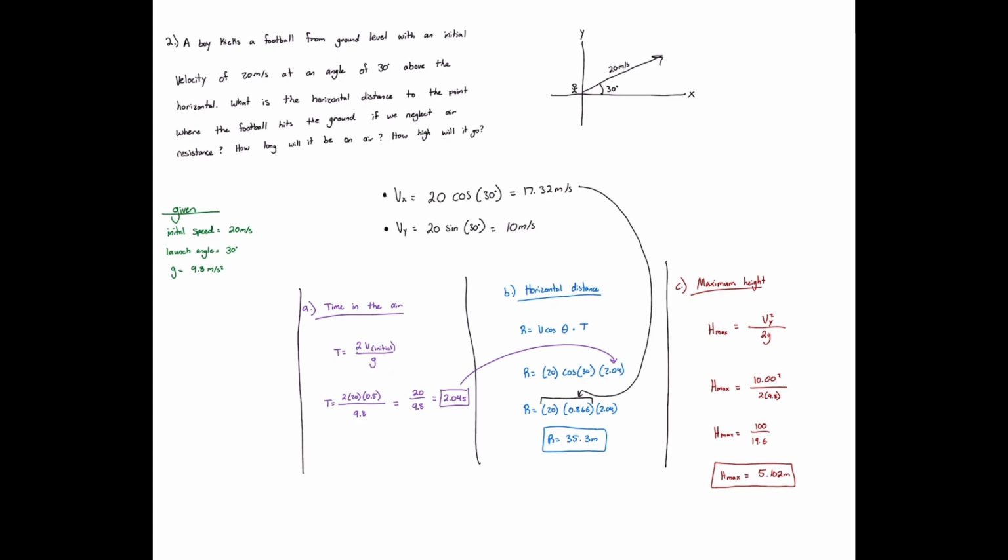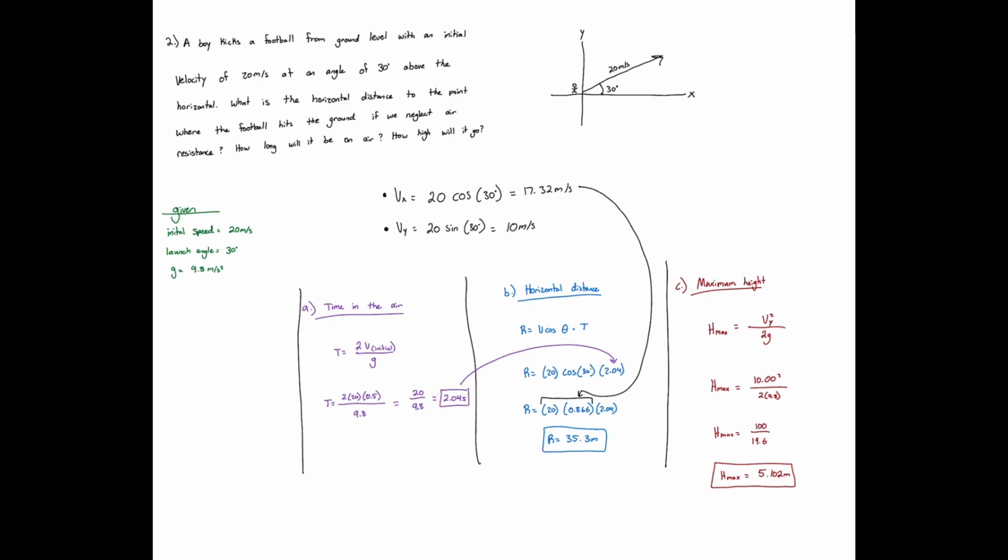I used the 2 here, the initial velocity that is seen here, and then multiplied it by 0.5, and then used gravity, which is 9.8, which is always given, and got 2.04 seconds.